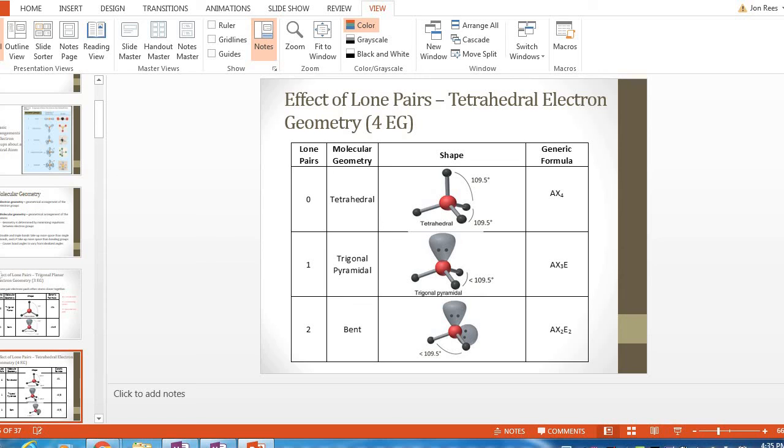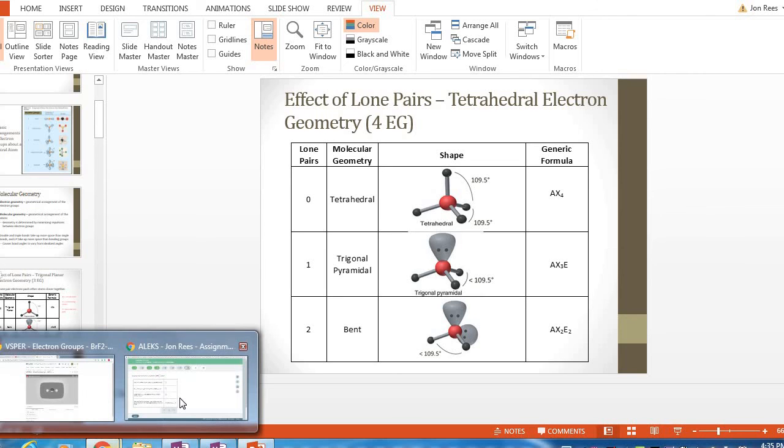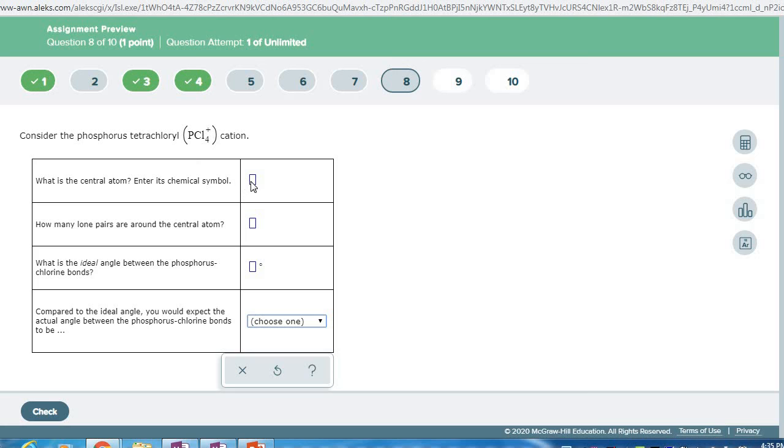And so let's go back to ALEKS and answer the question here. So what is the central atom? We know that it is phosphorus. How many lone pairs? We know that it's 0. What is the ideal bond angle? It's 109.5 degrees. And compared to the ideal angle, would you expect the actual angle between the phosphorus and chlorine bonds to be?